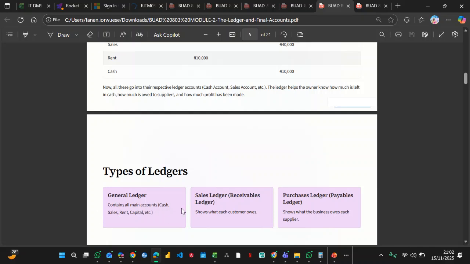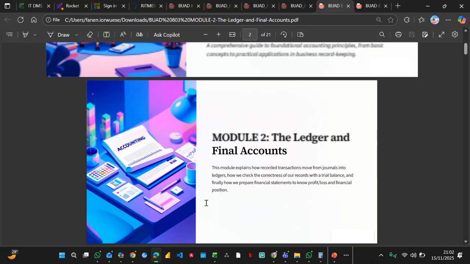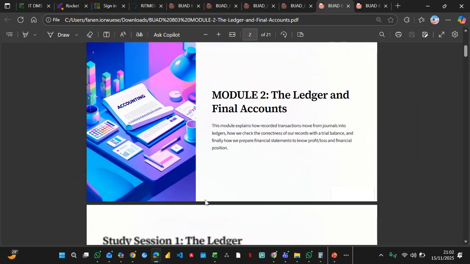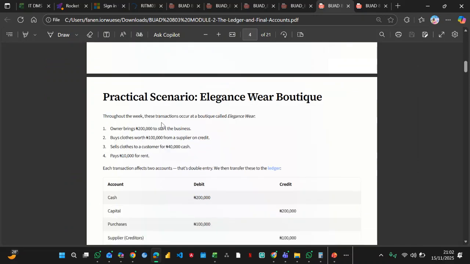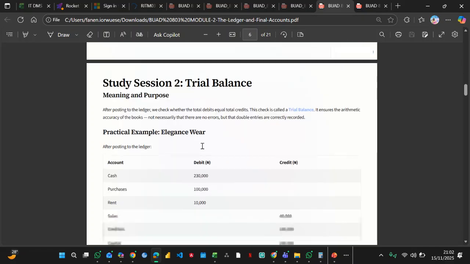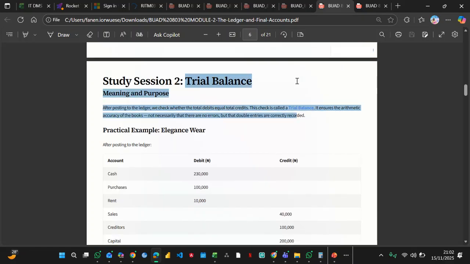Do you understand? When we talk about accounts, we have several accounts in the business. We have the sales account, the cash account, rent, all these accounts. All these accounts are recorded into a ledger. This is just for you to keep all your accounts in one place. This book is like a final place where you keep all your accounts.